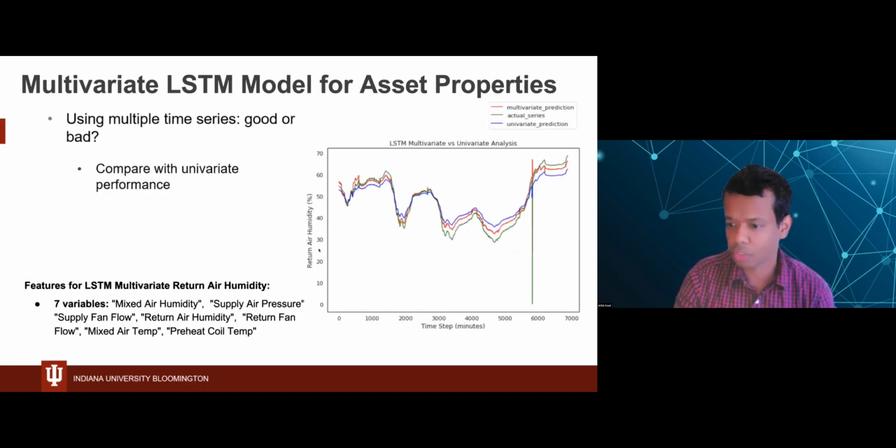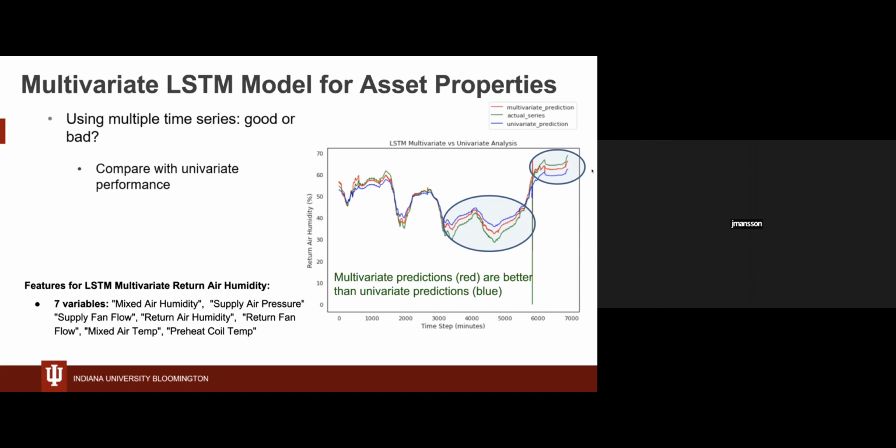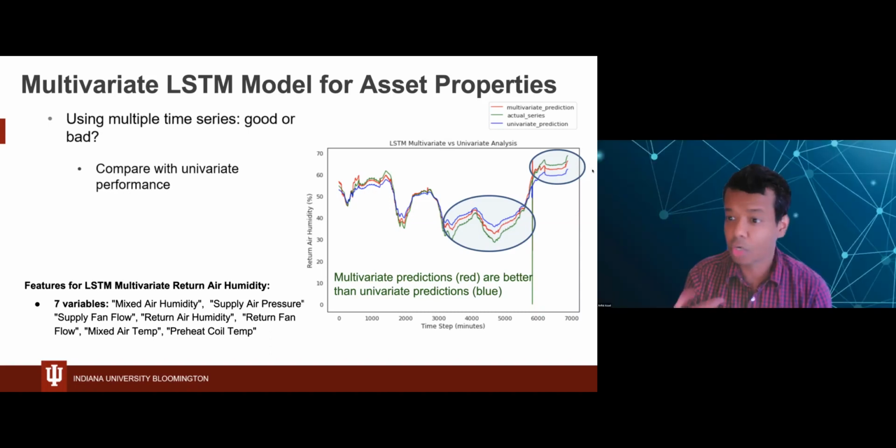To answer this question, we can actually plot both the univariate and multivariate predictions that we did in this particular plot. So here, green represents the actual time series, red is the multivariate prediction, and blue is the univariate prediction. In some cases, like here, it is clear that multivariate prediction is better than univariate because red is much closer to green, and blue is far away. So multivariate prediction is giving us better prediction than the univariate one. And we can observe the same here as well. So this is a good example where multivariate, or 7 variable, analysis is giving us better results than univariate analysis.